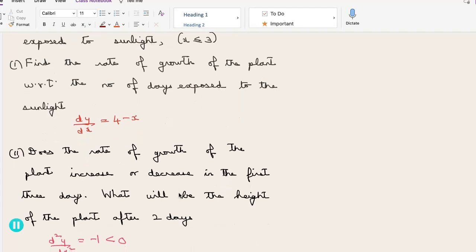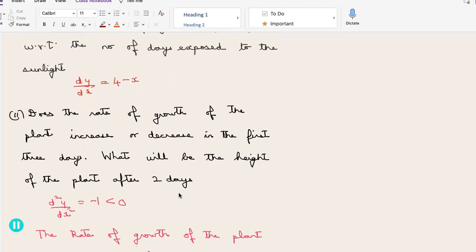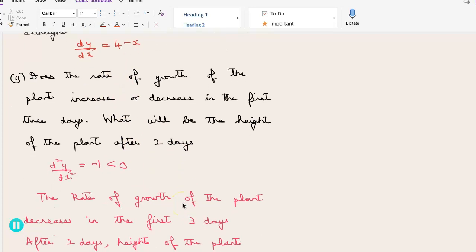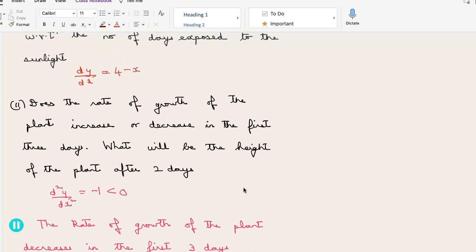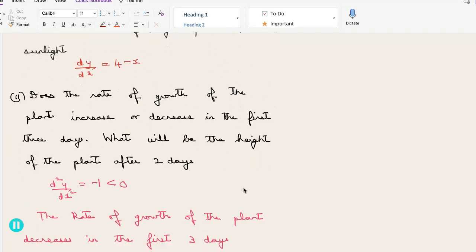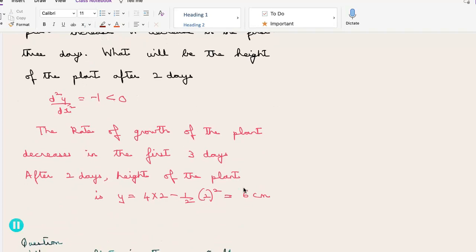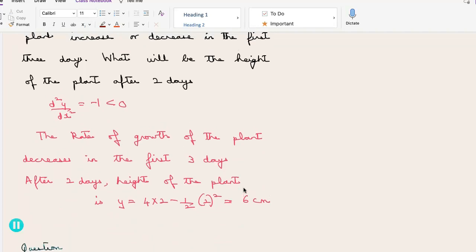Does the rate of growth of the plant increase or decrease in the first 3 days? What will be the height of the plant after 2 days? So d2y by dx squared will be minus 1, which is less than 0. So the rate of growth of the plant decreases in the first 3 days. And after 2 days, substituting the value, you get y equal to 4 into 2 minus 2 squared by 2, that is 6 centimeters.